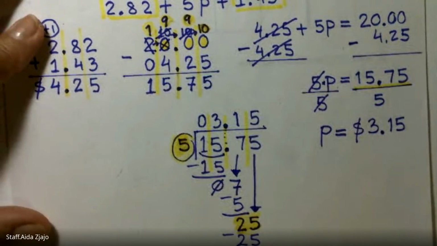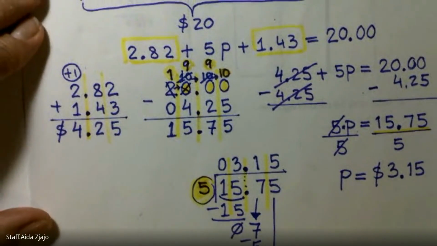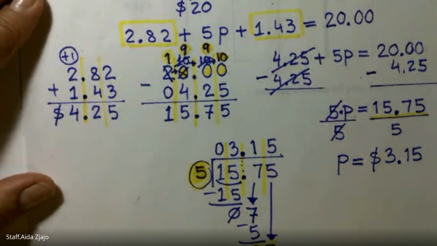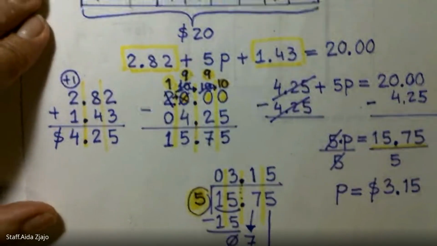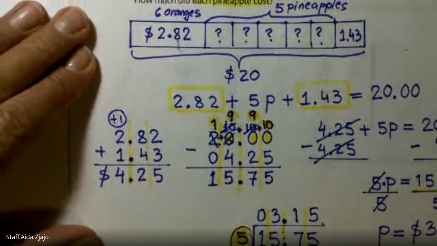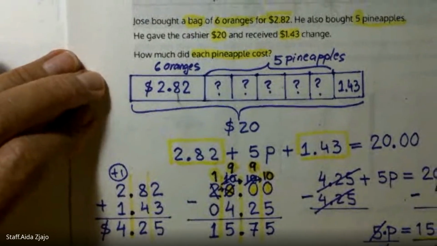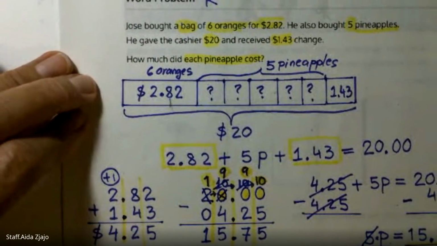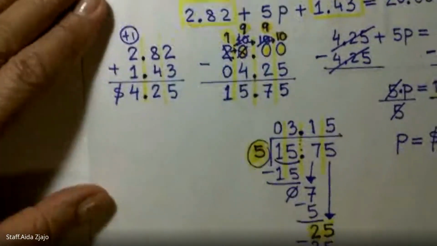Now I need to rewrite. We did all this. This step could be avoided by just doing this, which is okay to do. This is more 6th grade instead of 5th. But if somebody understands it, that's good for you guys. Okay, so let's see how much each pineapple cost. I need to rewrite the statement, and I will do that here.